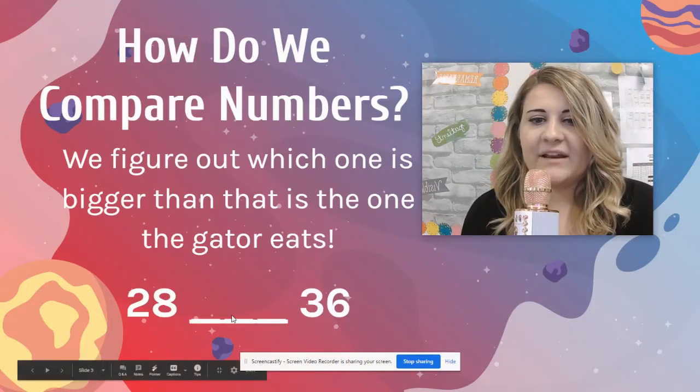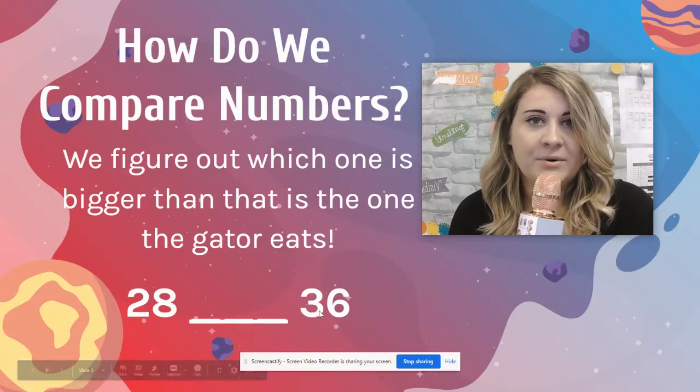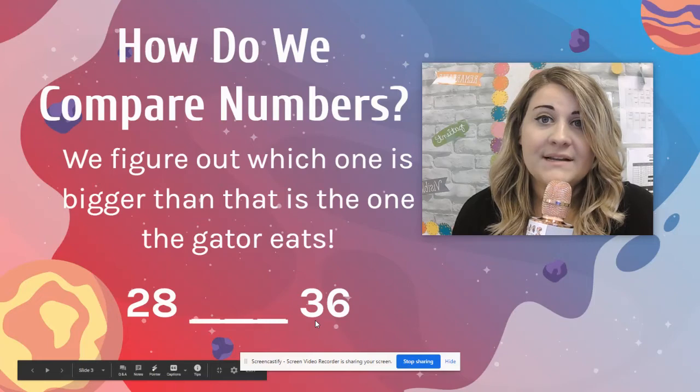We have a 28 and a 36. Which number do you think is bigger there? If you're not sure, you could compare the biggest places. And in these two numbers, the biggest places are the tens. So I've got a 2 in the tens and a 3 in the tens. 3 is bigger, so the gator is going to eat that number.